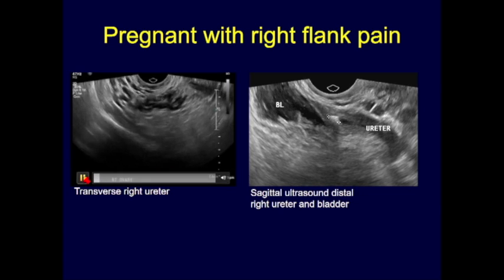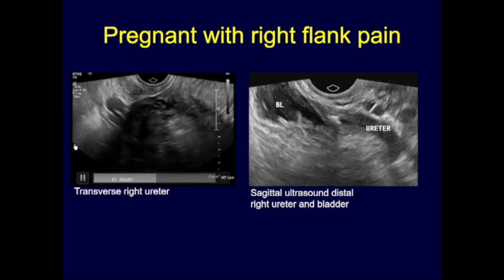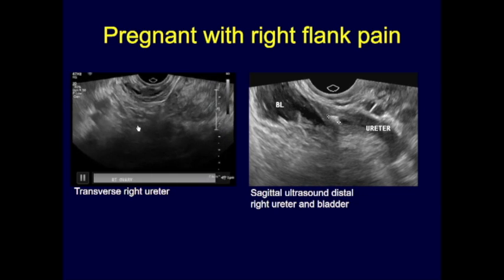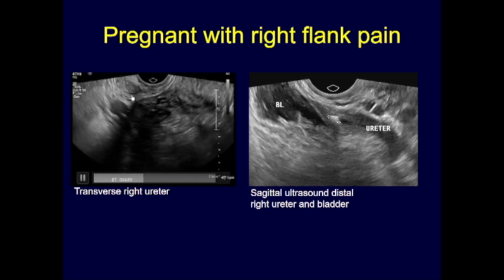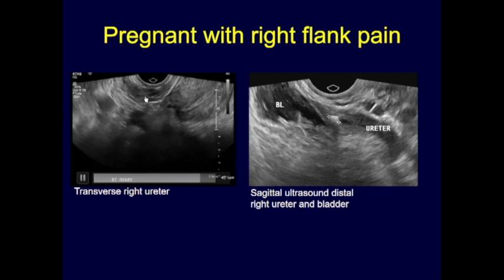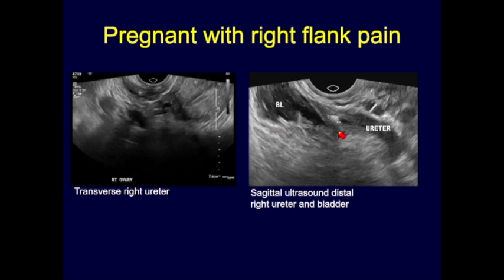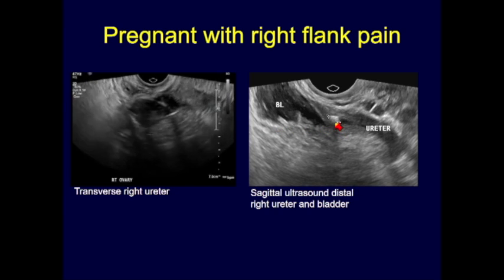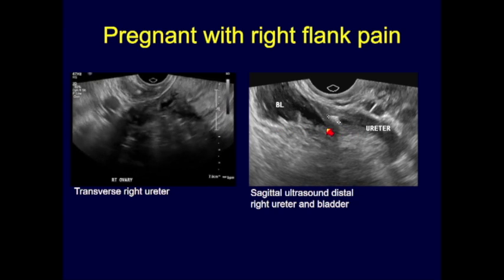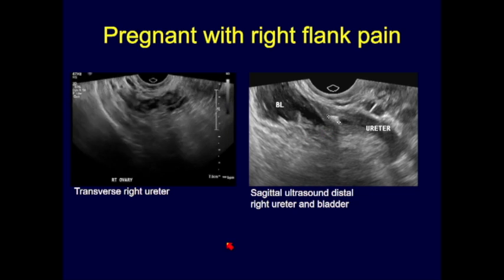And then here's a different pregnant patient who had right flank pain. We see a normal ovary, and then, whoops, there's this little echogenic structure within a thick-walled tube. So if we look at that on the sagittal, she had a distal UVJ calculus with urothelial thickening that was causing her pain.